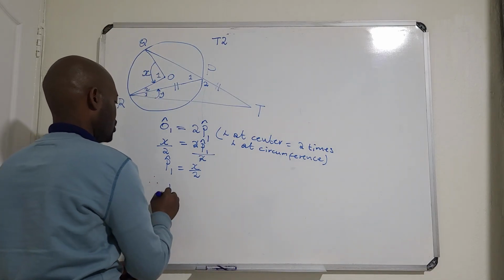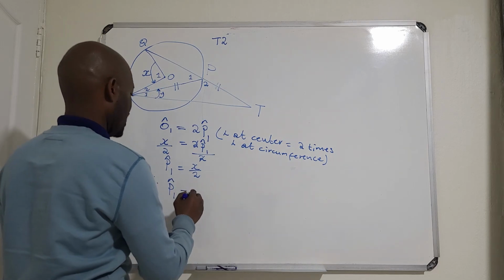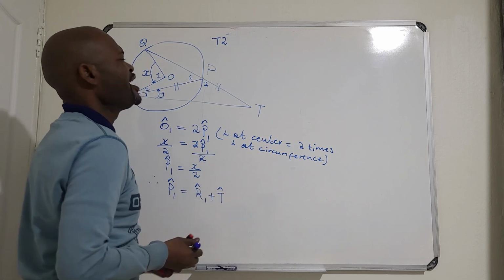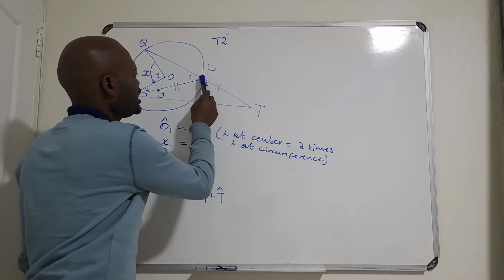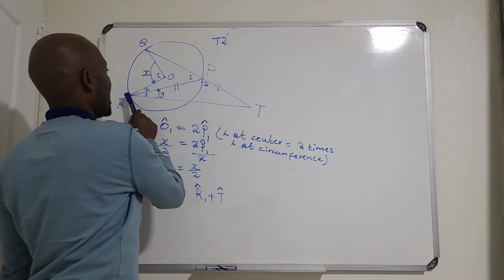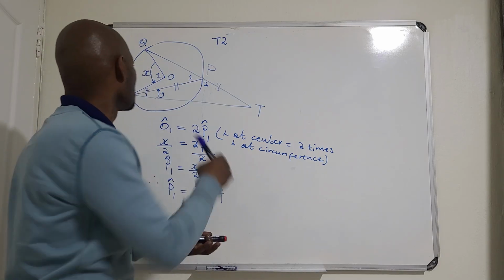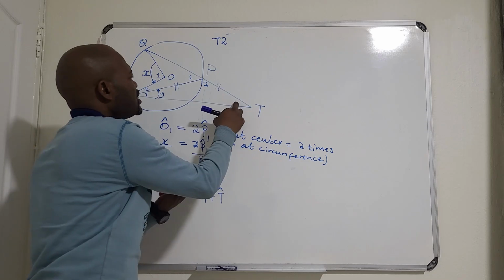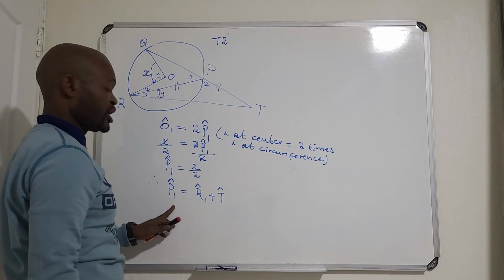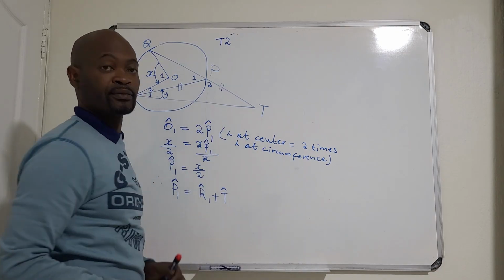Therefore, angle P1 is equal to angle R1 plus angle T. We are used to saying angle PTR to mean T, and angle PRT for our R1. But since we are given R1, since we know that this is T, and this is P1, this angle P1 is equal to angle R1 plus angle T.